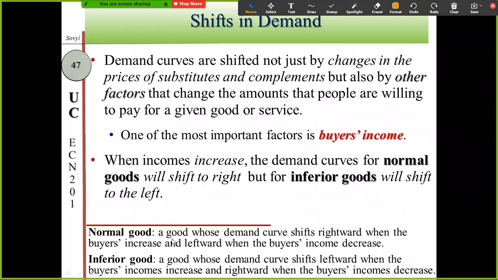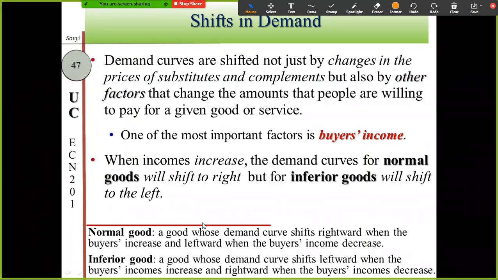It's simply like this. You have more money, you buy more product. If you have more money and you buy more pizza, it is a normal good. But if you have more money and you buy less pizza, it is an inferior good. Okay, so have more money, buy more of a good, this good is a normal good. If you have more money and you buy less of a good, this good is an inferior good.